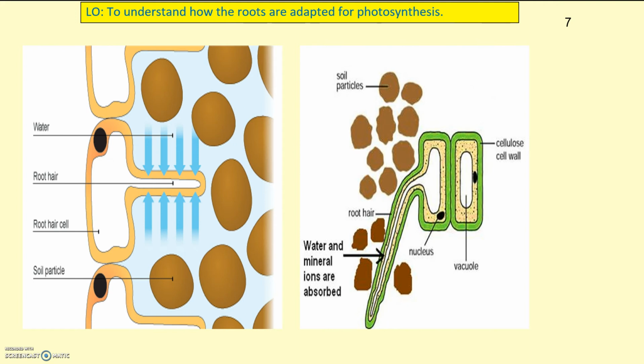So we have 2 examples of root hair cell. On the left, we can see the water absorption. We can see the root hair cell. We can actually see the soil particles surrounding it, which anchors it into the ground. And on this side of the slide, we can see the absorption of mineral and ions. We can also see more clearly the nucleus, the vacuole, the cellulose, and the cell wall.